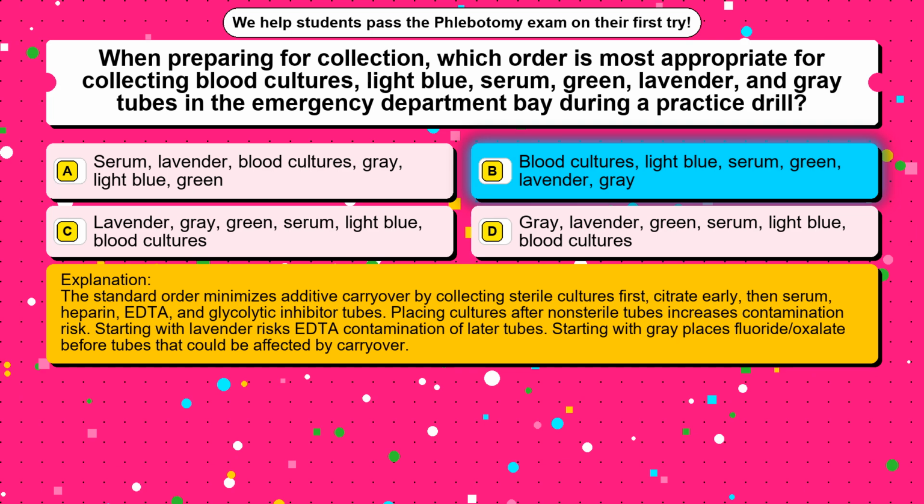tubes. Placing cultures after non-sterile tubes increases contamination risk. Starting with lavender risks EDTA contamination of later tubes. Starting with gray places fluoride/oxalate before tubes that could be affected by carryover.